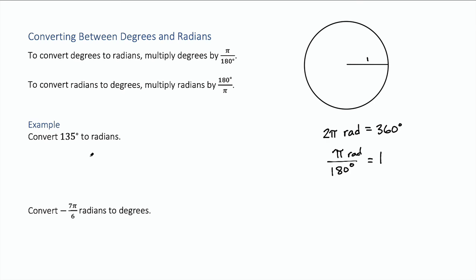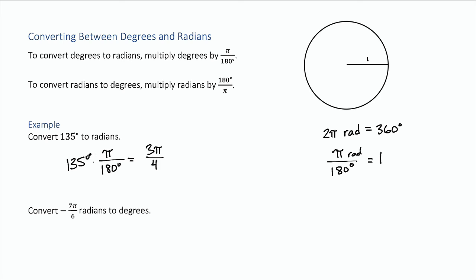So let's look at a couple examples here. Convert 135 degrees to radians. So we take 135 degrees. To convert from degrees to radians, we're going to multiply by pi divided by 180 degrees. And now we just need to simplify. So 135 divided by 180, 9 goes into both of those. It goes into 135 15 times, and 20 times into 180, and 15 over 20 is 3/4. This becomes 3 pi over 4.